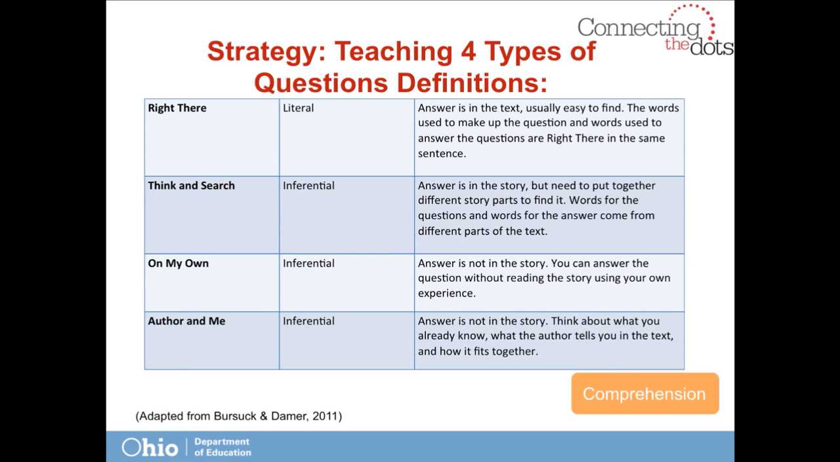The on my own type of question is not in and of itself aligned with the standards, but it is a type of inferential question that gives the reader experience with connecting questions based on the text to their prior knowledge. Using this type of question could be used to help students who need more scaffolding in connecting what they read in the text to their prior knowledge, such as the think and search and author and me questions.